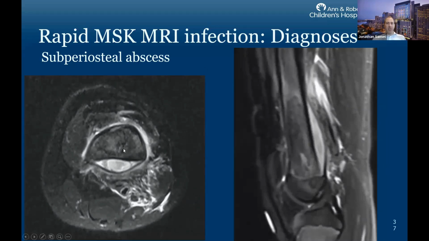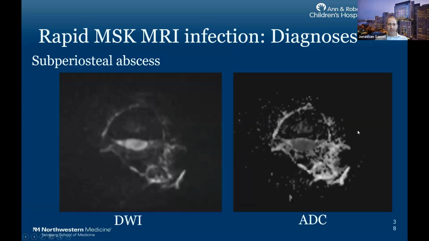But here's an example. So you have a subperiosteal abscess of the distal femur on T2 weighted imaging. You can see the periosteum lifted off the bone. You can see it here on the sagittal, right? Didn't need contrast. You actually have the same abscess with restricted diffusion, bright on DWI, dark on ADC.